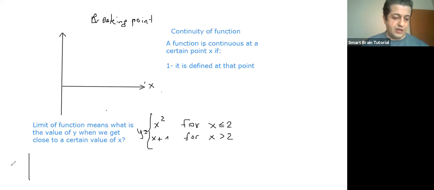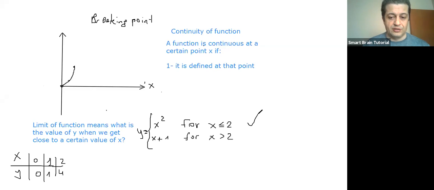So if we have x and y, for x = 0, x squared is 0; for x = 1, 1 squared is 1. But if x is 2, 2 squared is 4. So we can write these three points: (0, 0), (1, 1), and (2, 4). And it is a part of a parabola, the first part of the graph, this one.